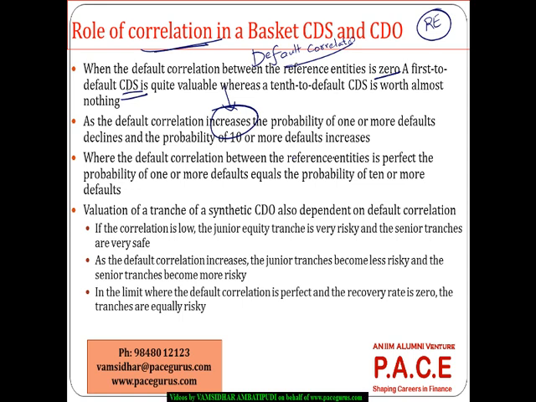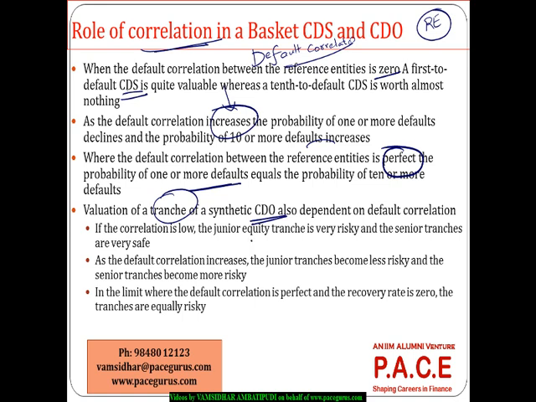So when the default correlation is perfect, the extreme case, we see that the probability of one or more defaults is the same as the probability of 10 or more defaults. So the chances of more defaults occurring will typically increase when the default correlation between them is higher. The same logic I'll apply to the tranches of a synthetic CDO also.